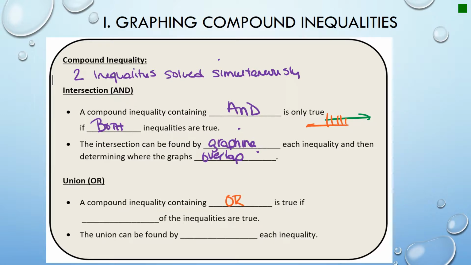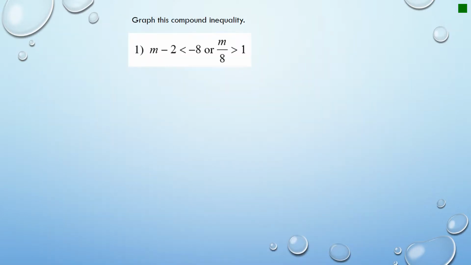The union, or a compound inequality containing or, is only true if either of the inequalities is true. The union can be found by graphing each inequality. It doesn't have to satisfy both, it only has to satisfy one or the other. All right, so we're going to graph this compound inequality.